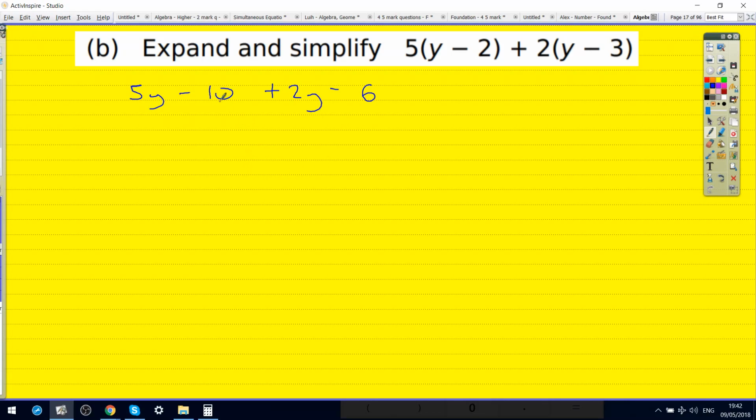So, to simplify it further, it would be taking away 6 from both. So it would be like add the y's together, add the numbers together. Or combine them. 7y plus minus 16. Correct. Any questions there? Nope. Okay, so 7y minus 16.